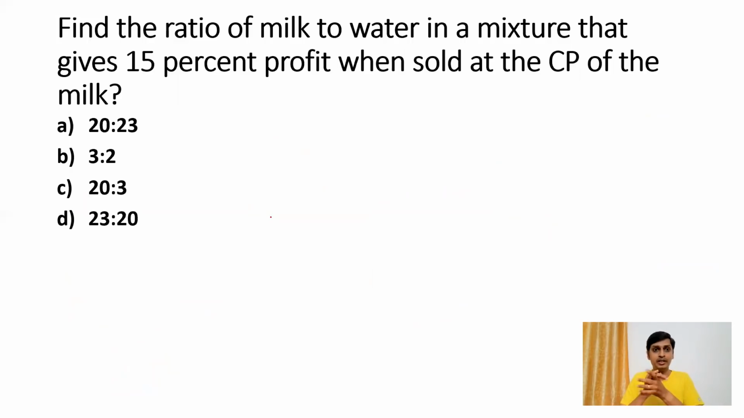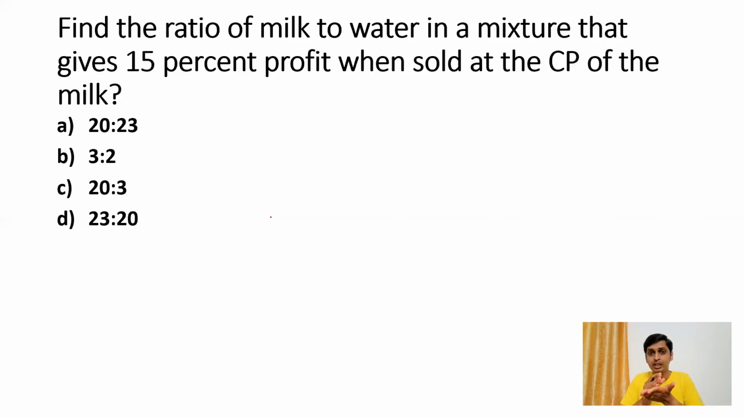And a very important question. Find the ratio of milk to water in a mixture that gives 15% profit when sold at the cost price of the milk. You can solve this question in two ways. If you use the traditional method, that consumes a little time. I will explain the shortcut after explaining the traditional method, because without the traditional method you can't solve using the shortcut.